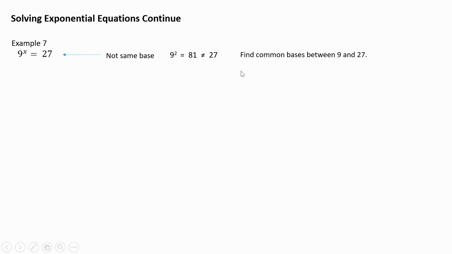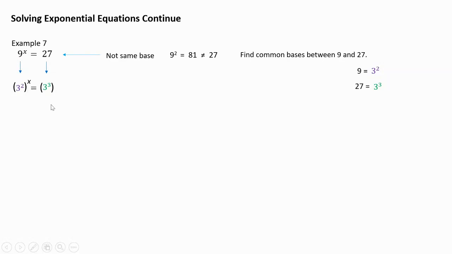And now if you know the perfect squares or the perfect cubes, right? We know that 9 equals 3 to the 2nd power, and 27 equals 3 to the 3rd power. You see, so now I got the common base. So this is what we're going to do. We're going to replace the 9 with 3 squared, and then keep the exponent. We're going to replace the 27 with 3 cubed.